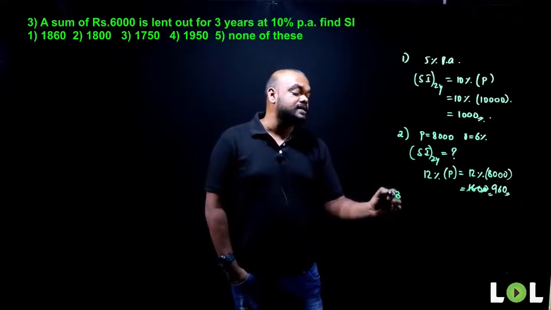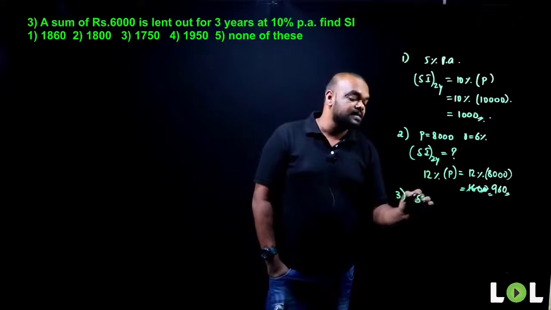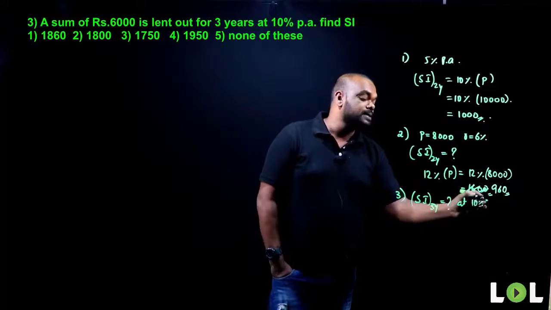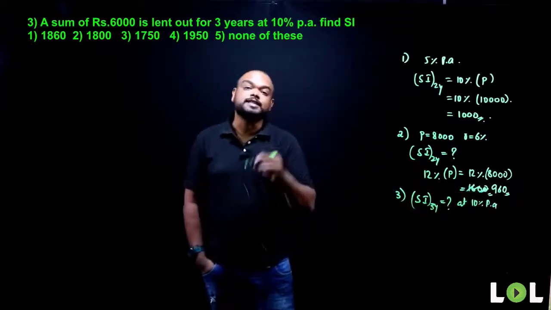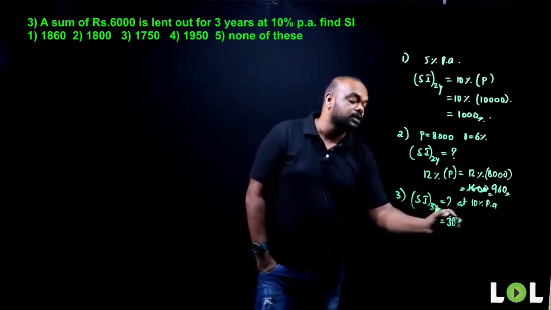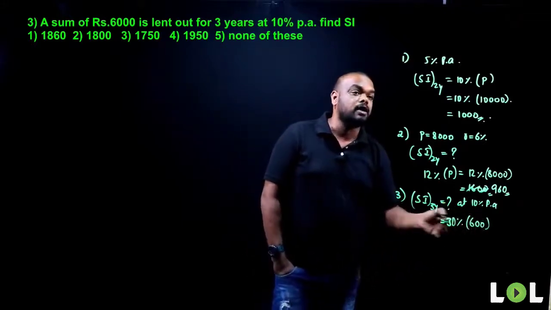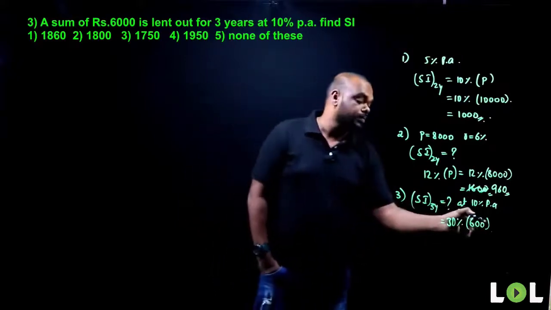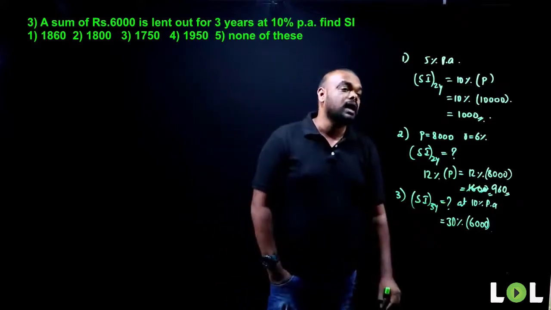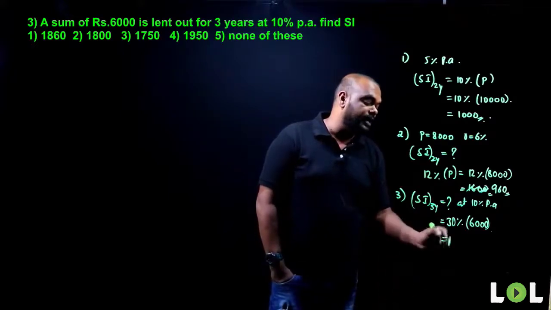A sum of rupees 6,000 is lent out for 3 years at 10% per annum. He is asking simple interest for 3 years. Guys, 10% per annum means first year 10%, second year 10%, third year 10%, altogether 30%. So that is 30% of what? Principal. What is principal? 6,000. Can you give me the answer now? Anybody? What is 30% of 6,000? Monica, 30%, perfect. Good. Manisha, good. 1,800, direct answer.